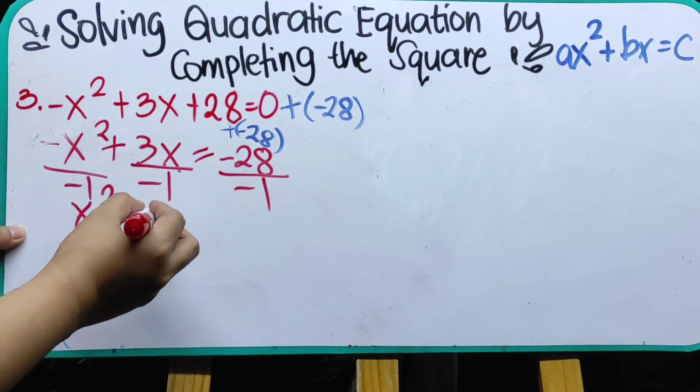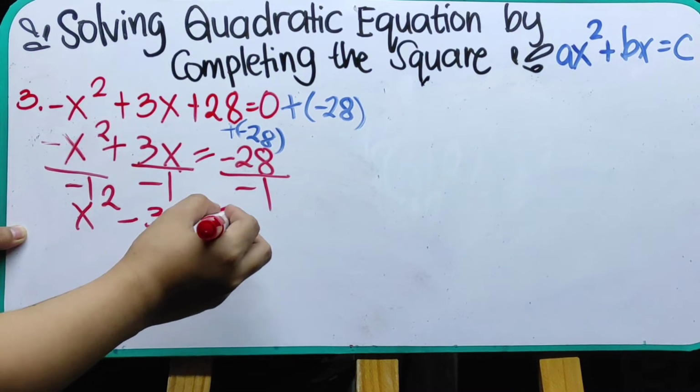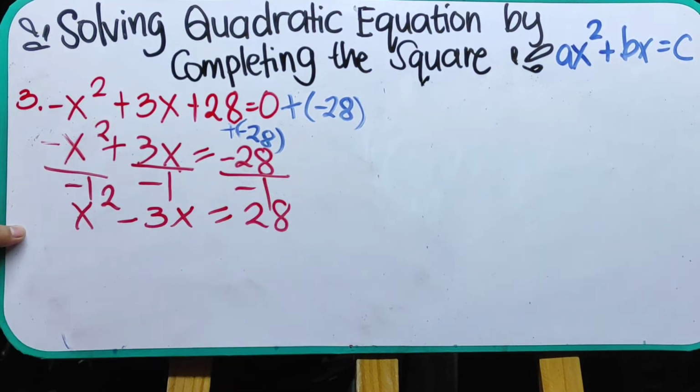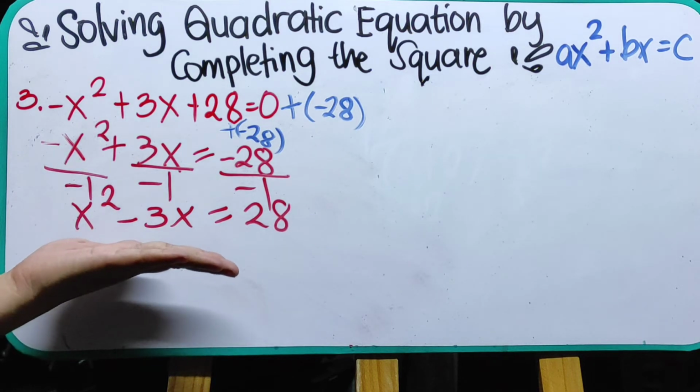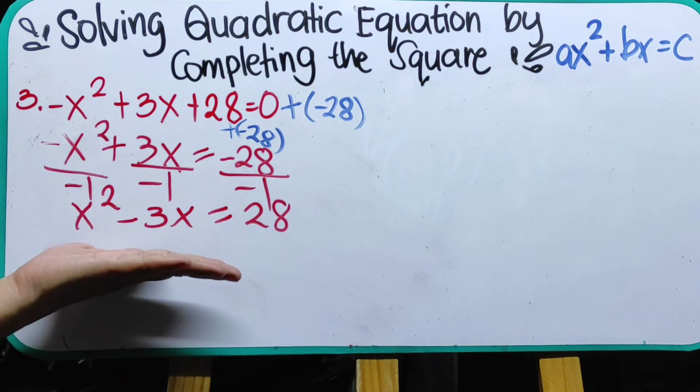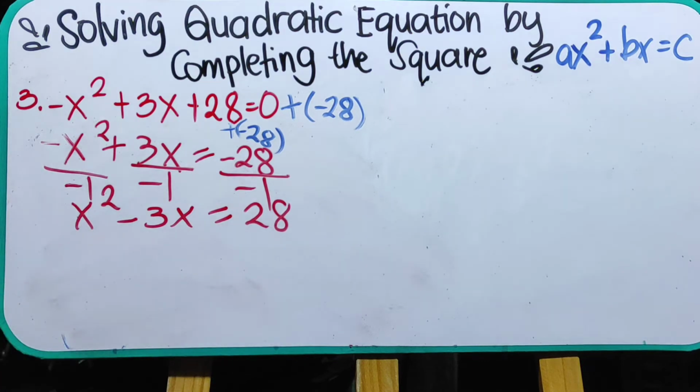Then, minus 3x equals 28. So, ang resulting equation natin ay x squared minus 3x equals 28. Okay, next step. Yung nasa left side natin, kailangan gawin natin siyang perfect square trinomial. Kaya yan natawag na completing the square, kasi kinukomplete natin yung left side natin, ginagawa natin siyang perfect square trinomial.